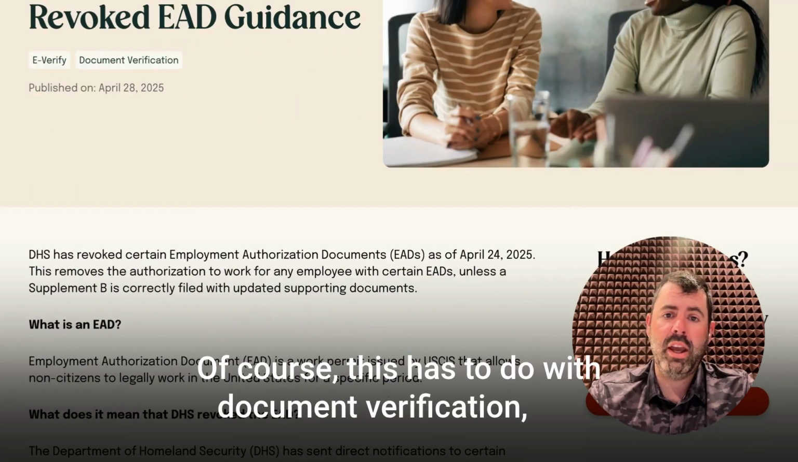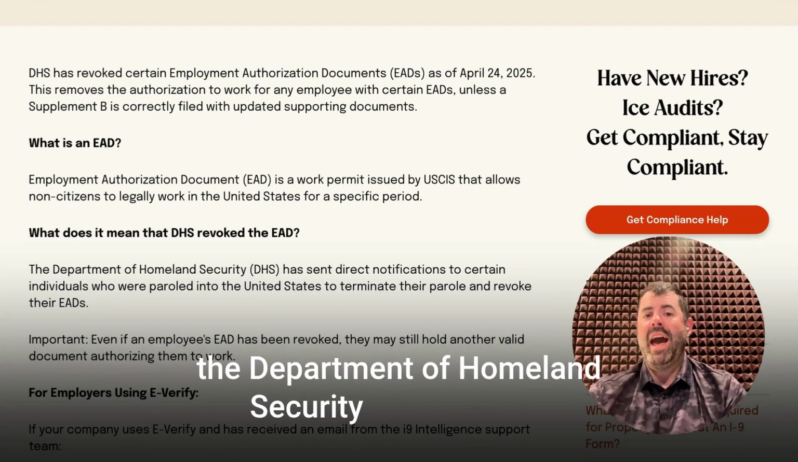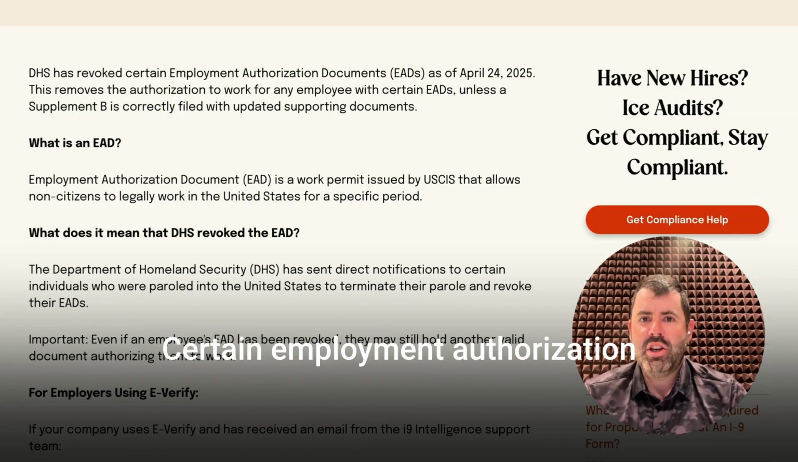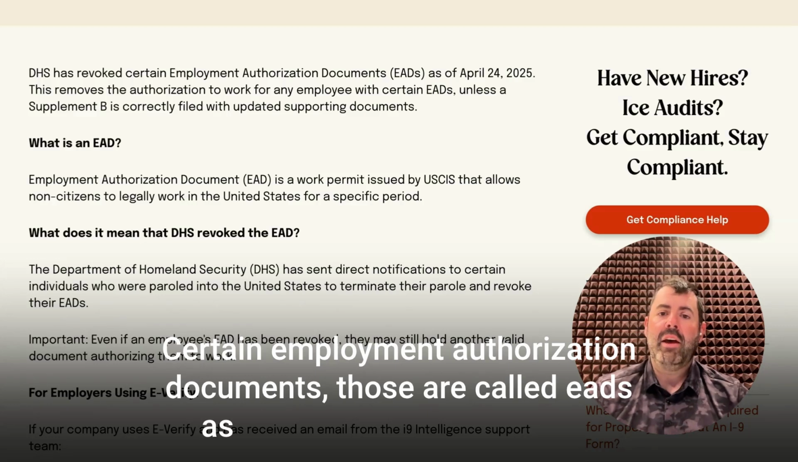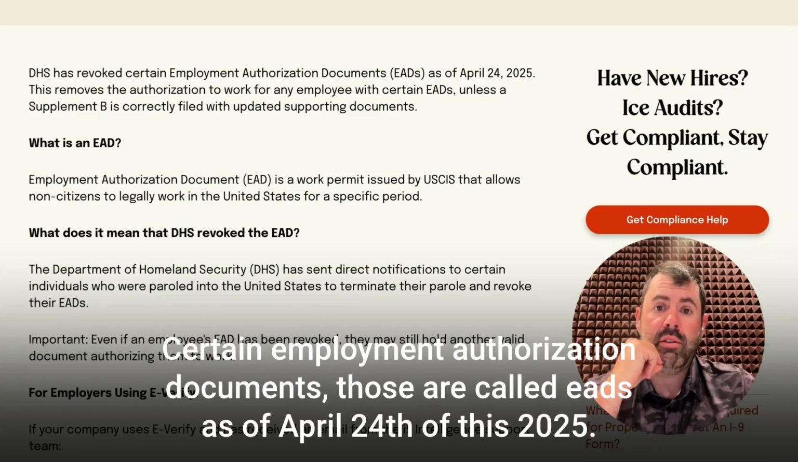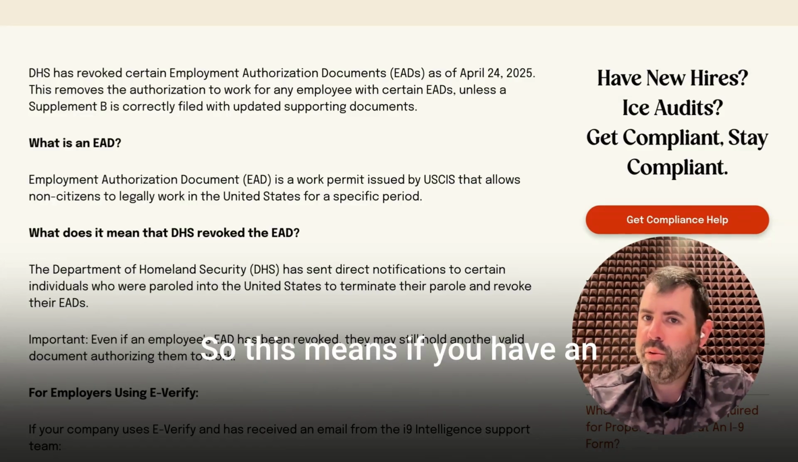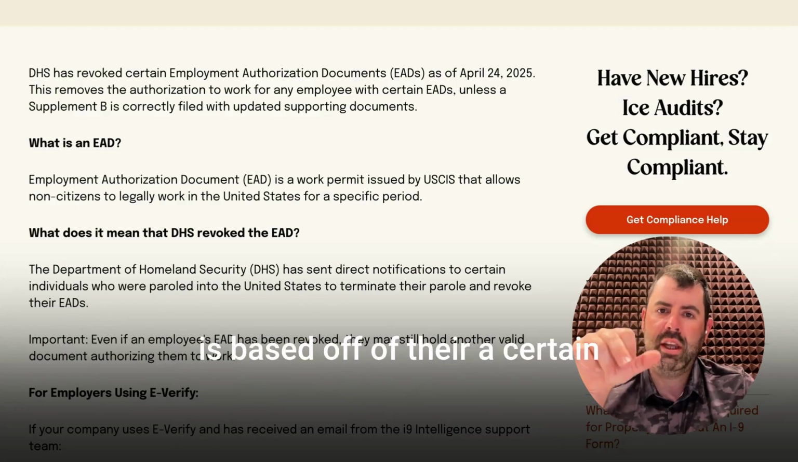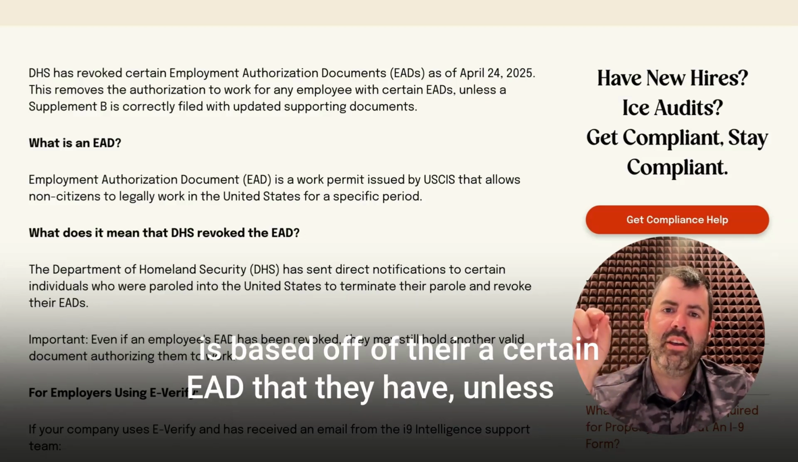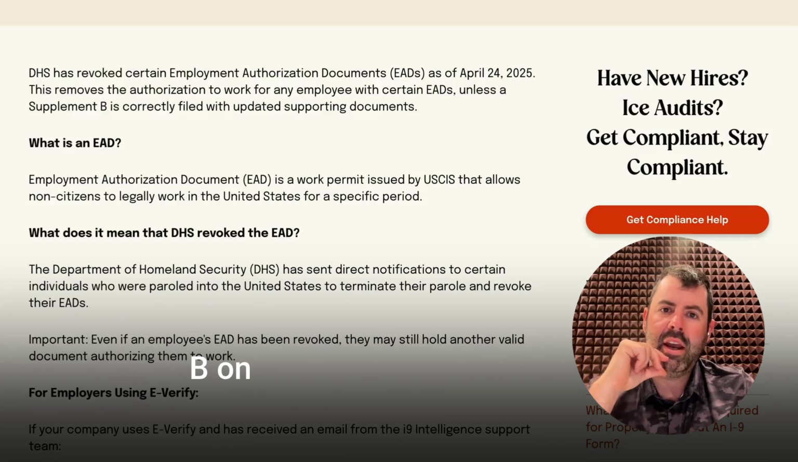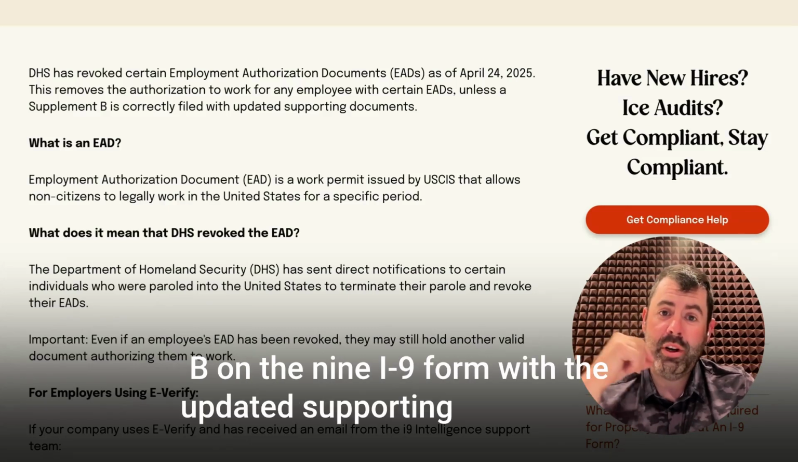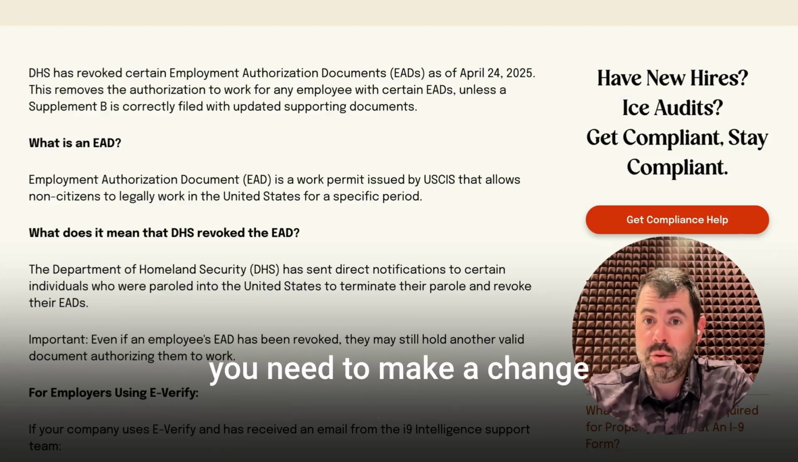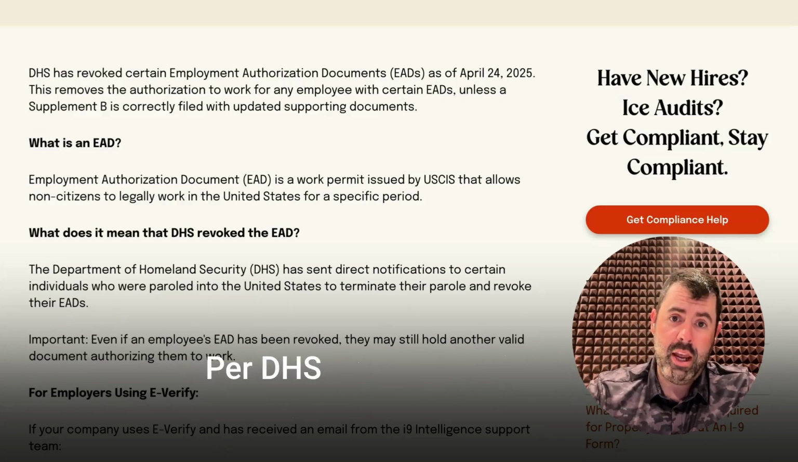It has to do with document verification. But the Department of Homeland Security has revoked certain Employment Authorization Documents. Those are called EADs, as of April 24th of this 2025. So this means if you have an employee that's working for you and their workforce authorization is based off of a certain EAD that they have, unless you have a correctly filed Supplement B on the I-9 form with the updated supporting documents, you need to make a change related to your workforce per DHS guidance.